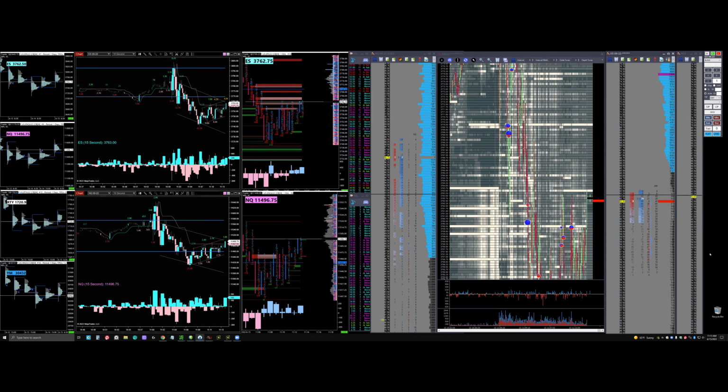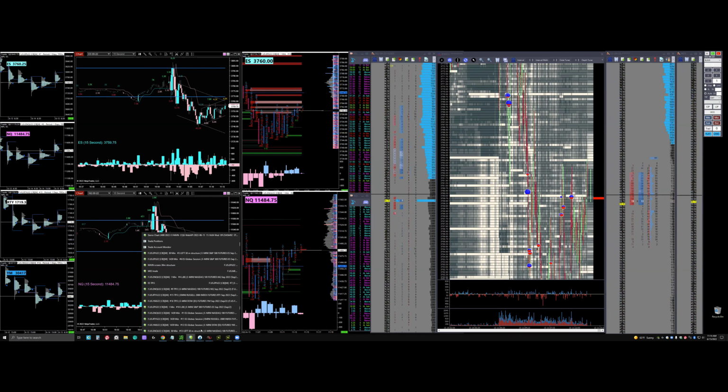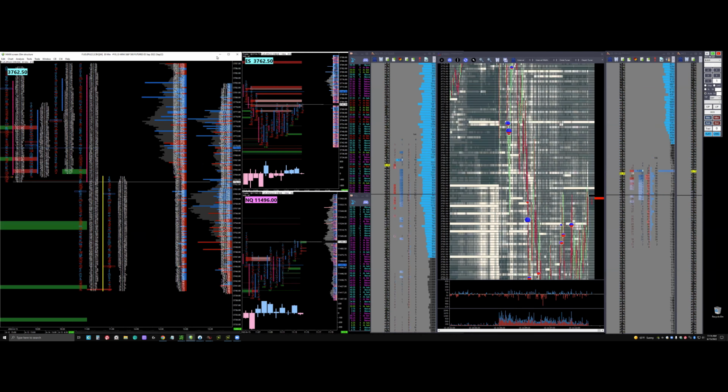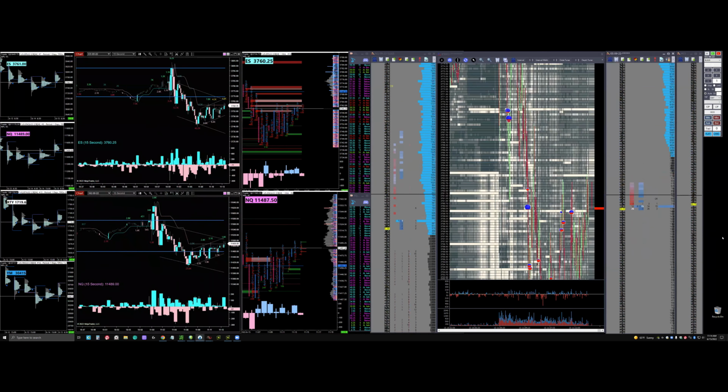So from a structural point of view, we took out a significant low. We went down to the next most significant low, meaning the Globex low that I just showed you a second ago. That was this. And that held. And now we're back up here, back up in the middle of the middle, which is where you'd expect it to be once it gets done exploring. That's basically how the auction market works.